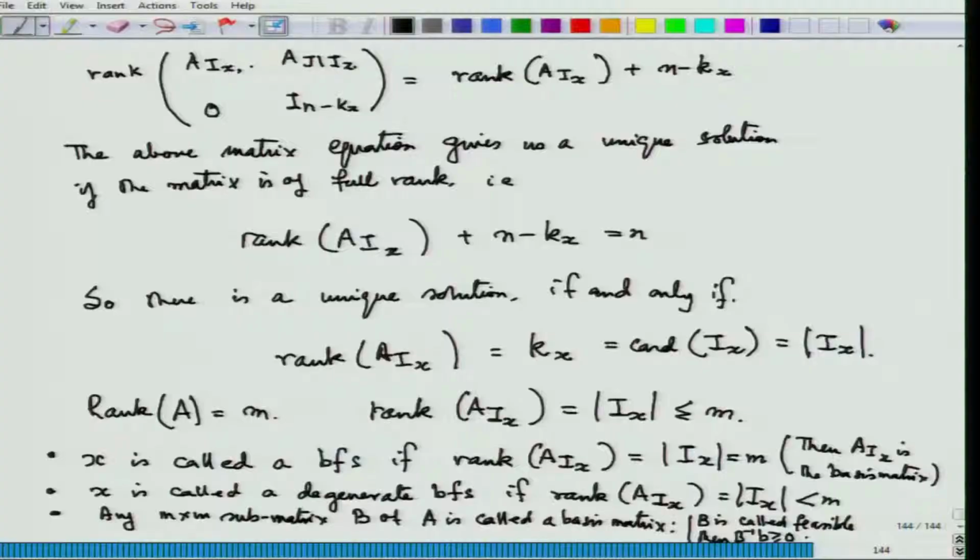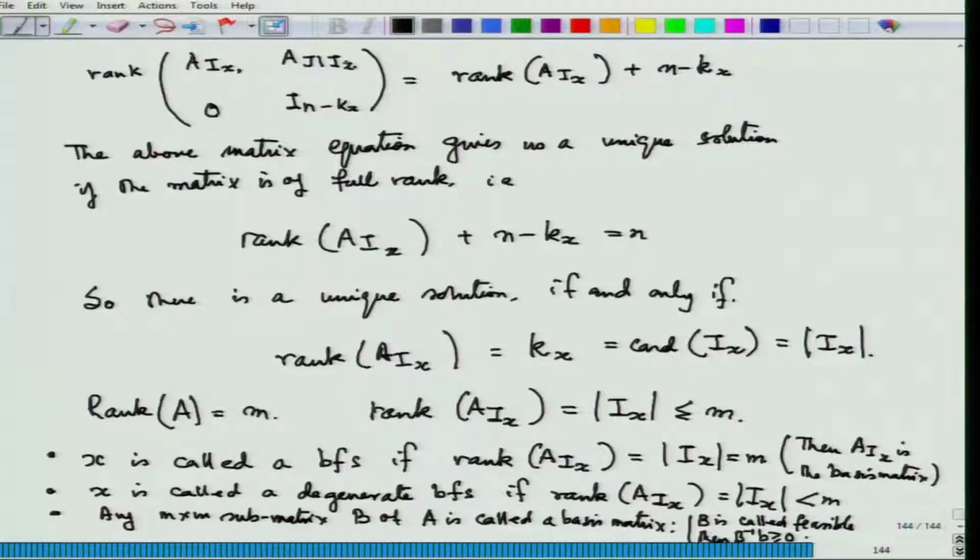So, tomorrow we will concentrate on proving two results. The first result is, if X is a basic feasible solution, then X has at most M positive components, because rank of A is M, and the submatrix which we defined is AIX. This can be extended to a feasible basis by adjoining AIX with some more columns from the remaining part. If this is not M number of columns, I can take something from the rest and make it into a basis matrix, and not only a basis matrix, it can be made into a feasible basis matrix.